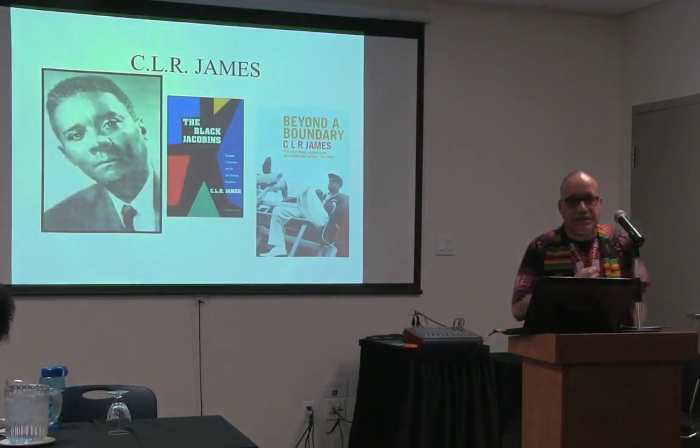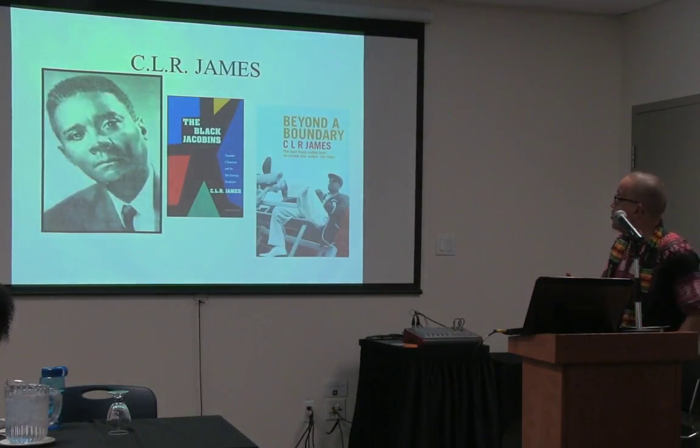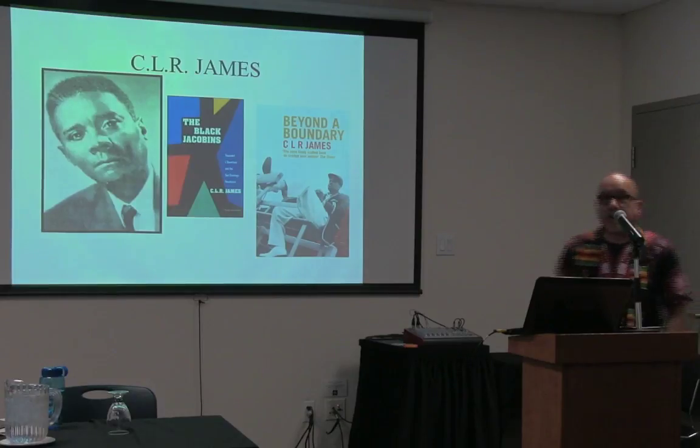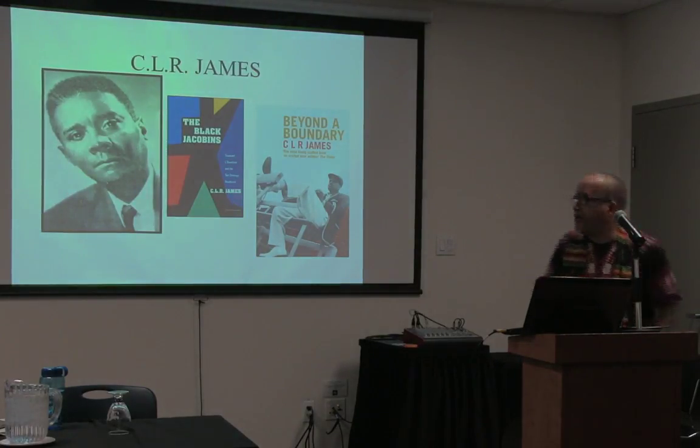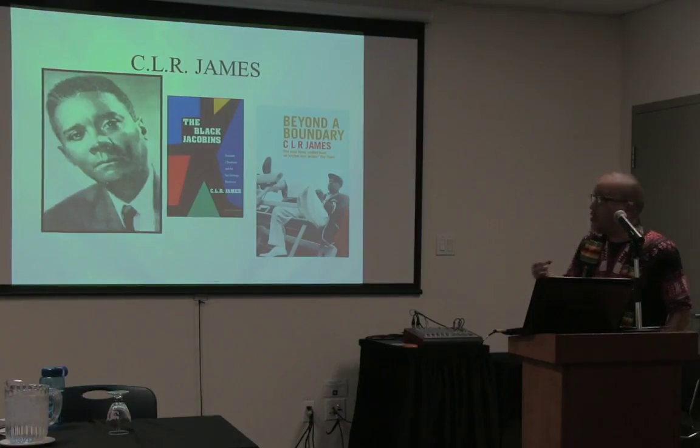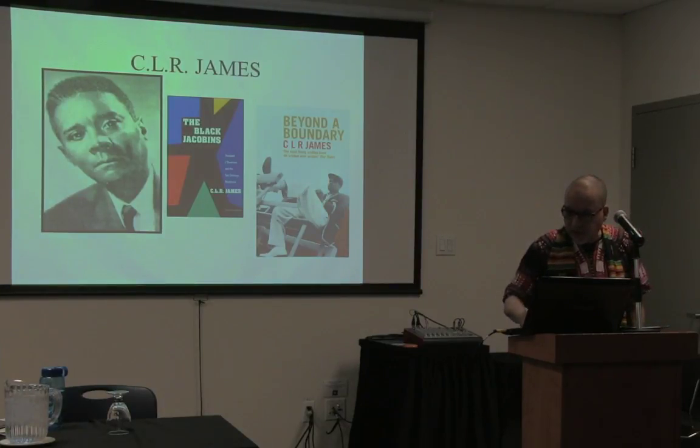Key figures like C.L.R. James emerge out of this, and his famous book, The Black Jacobins, right? These are some key thinkers, right? He represents a particular kind of Pan-Africanism, a particular trend of it, particularly focusing on class struggle.